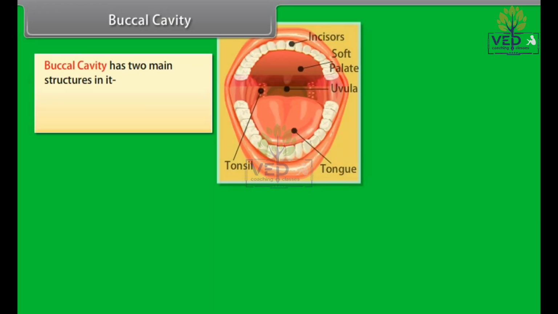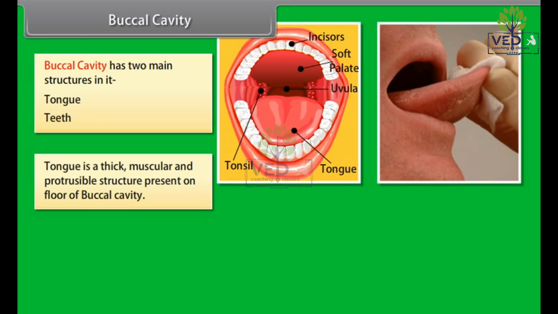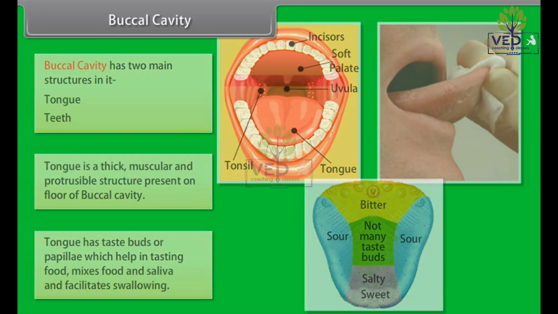Buccal cavity. Buccal cavity has two main structures in it: tongue, teeth. Tongue is a thick, muscular, and protrusible structure present on floor of buccal cavity. Tongue has taste buds or papillae which help in tasting food, mixes food and saliva, and facilitates swallowing.